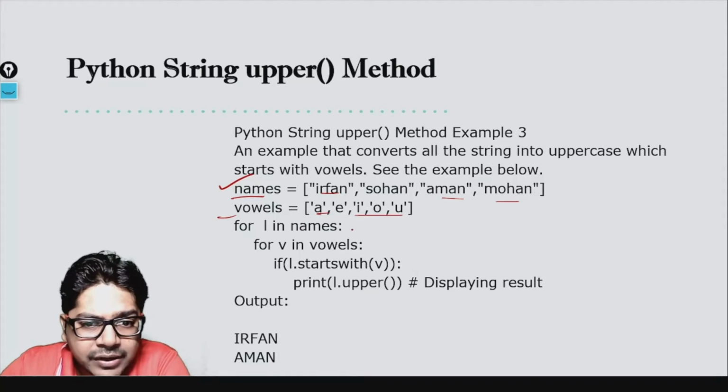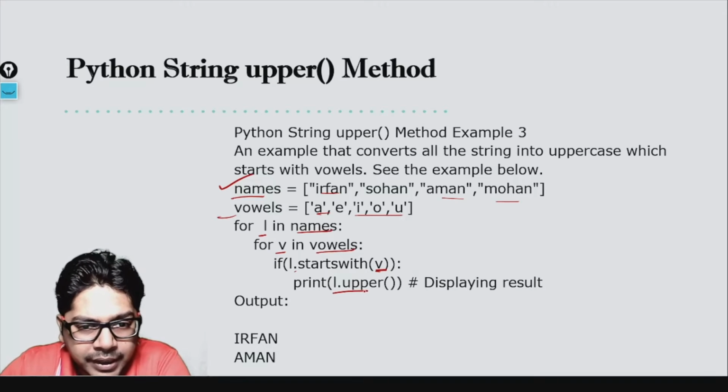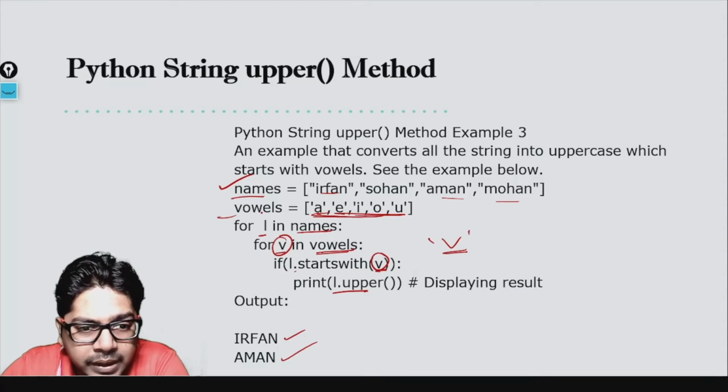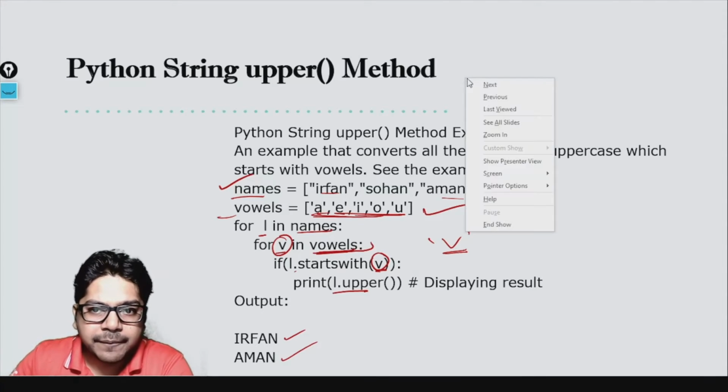Now I am running a nested for loop here. For L in names and for V in vowels, if L dot starts with V, then I am changing L dot upper. If the name starts with a vowel, then only I am changing it to uppercase. So here you see I am getting Irfan and Aman, right? V in vowels means if anything starts with a vowel A, E, I, O, U. It doesn't mean I'm checking only with the letter V. V basically means the vowels that I have mentioned here.